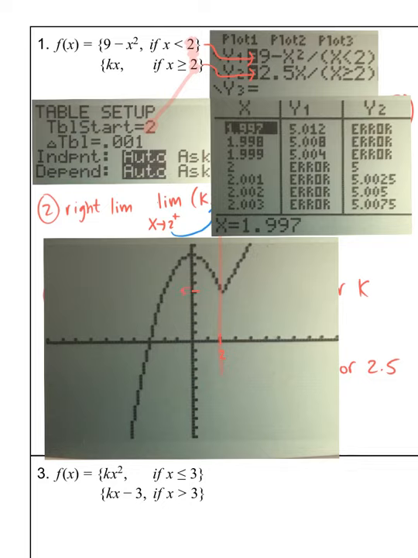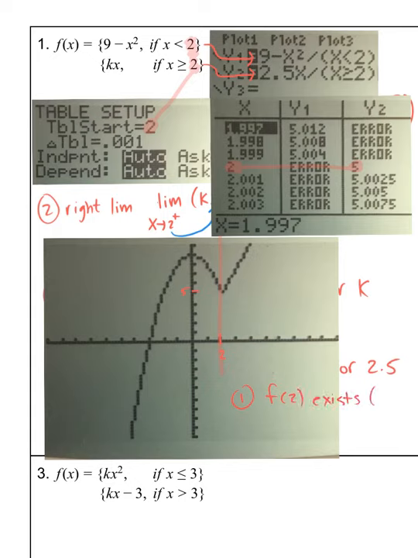Finally, we check for the definition of continuous. The first step, do we have a y value at 2? We absolutely do, right here. When x is 2, y is 5, so I have a y value. The second step, do we have a limit? We already tested that. We have a limit at 5. And are they the same? Yes, absolutely.